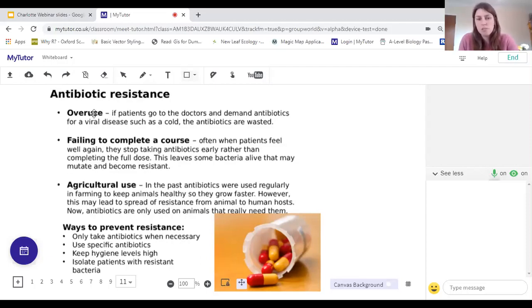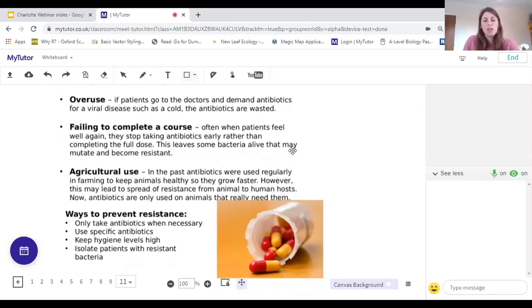mutate and become resistant. And finally, in the past, antibiotics were used regularly in farming to keep animals healthy so that they grow faster and can feed us faster. However, if you're using antibiotics on every animal regularly, then it was thought that there might be some spread of antibiotic resistance from animals to human hosts. So now in farming, antibiotics are only used on the animals that really need them, which we hope would stop there being so much antibiotic resistance.